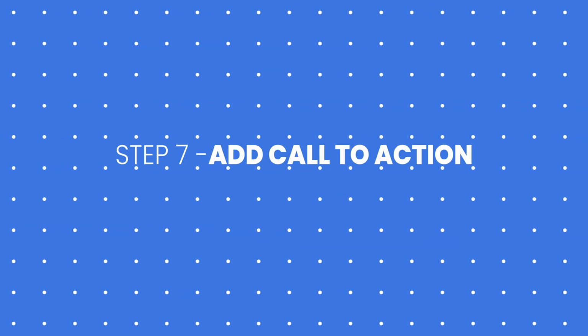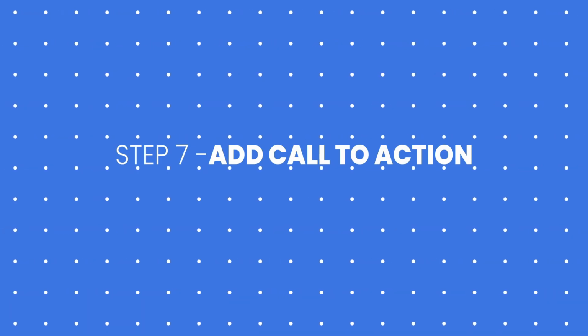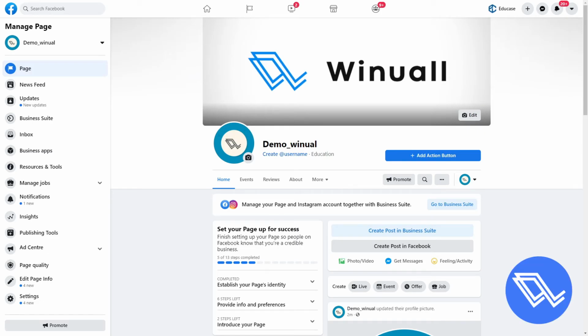Step 7. Add Call to Action. There are hundreds of reasons why people visit your business on Facebook, and you may not be able to provide them with all the information they need right on your page. But you can provide them with a way to get it by setting up a Call to Action button. Facebook's built-in CTA button makes it very easy to give the consumers what they are looking for, including allowing them to engage with your business in real life.